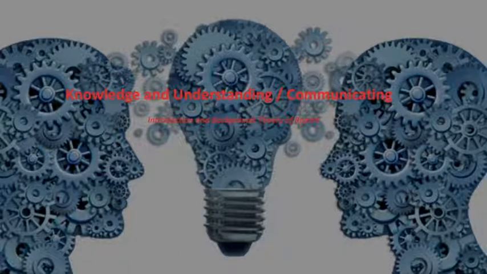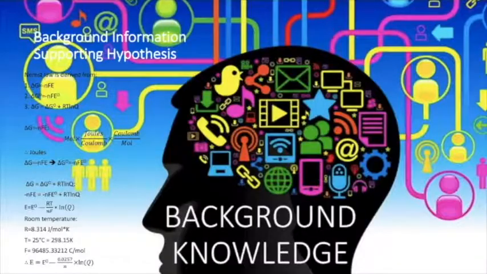Knowledge and understanding, communicating: introduction and background theory. Background information supporting the hypothesis. Nernst's law is derived from three equations. 1, delta G is equal to negative nFE. 2, delta G standard is equal to negative nFE standard. 3, delta G is equal to delta G standard plus RT ln Q.